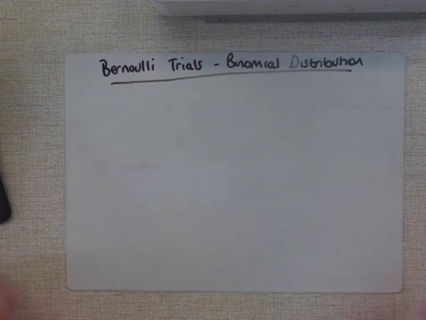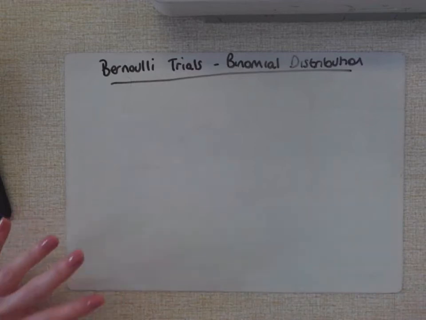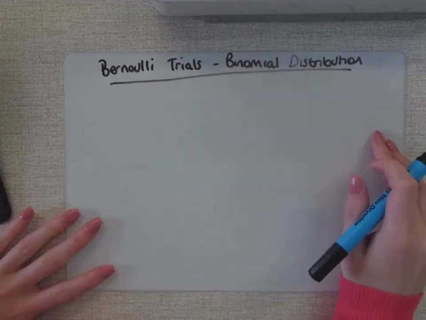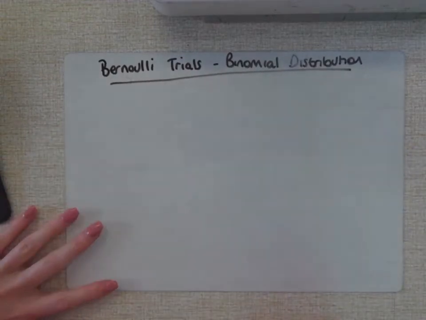So for example, let's say I'm rolling a dice. If I roll a 3, I win the game. If I roll anything else, I lose. That's success and failure. Probability of success is rolling a 3, 1/6. Probability of failure is rolling anything else, 5/6. And that's it. There are more characteristics to a Bernoulli trial and you need to learn them off.